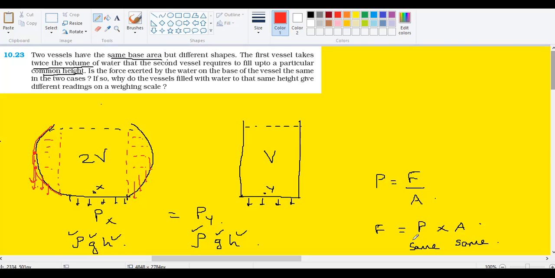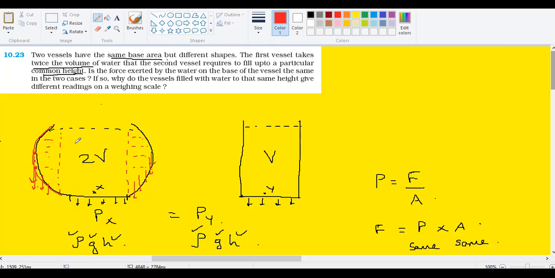But if you're wondering, sir, now only you said the force is same. Well, I said the force in the base area is same. Okay, which means this is not the base area. So there will be some forces acting downwards, which means this force will also add up to the weight of the container. So make a note, this diagram is very important.